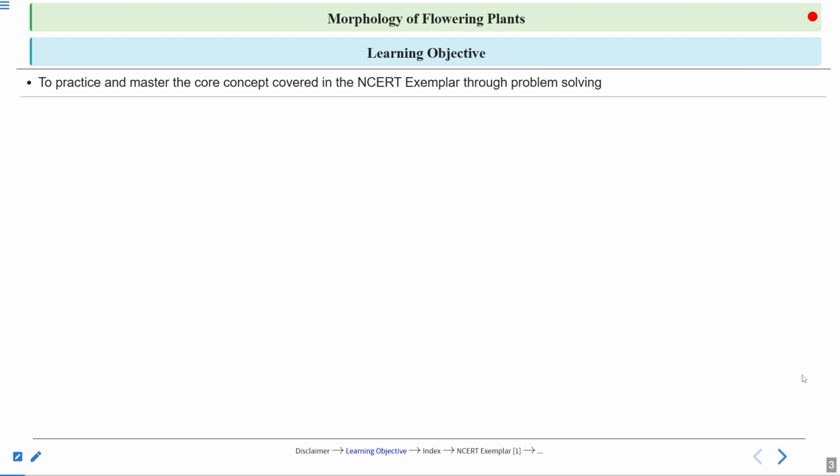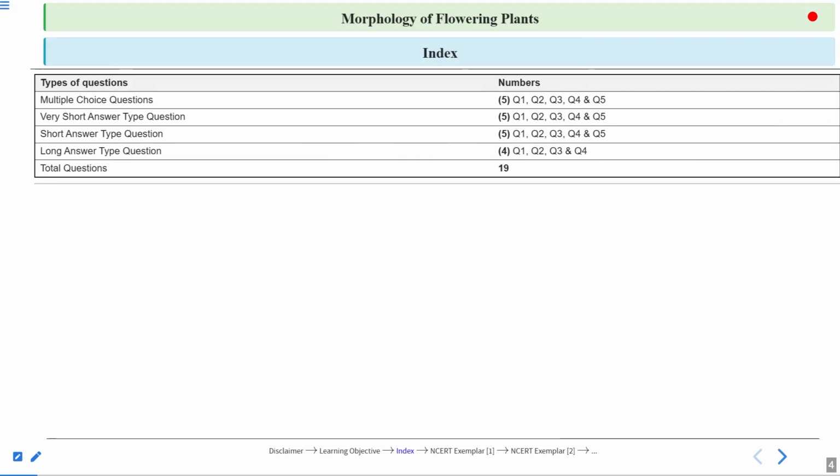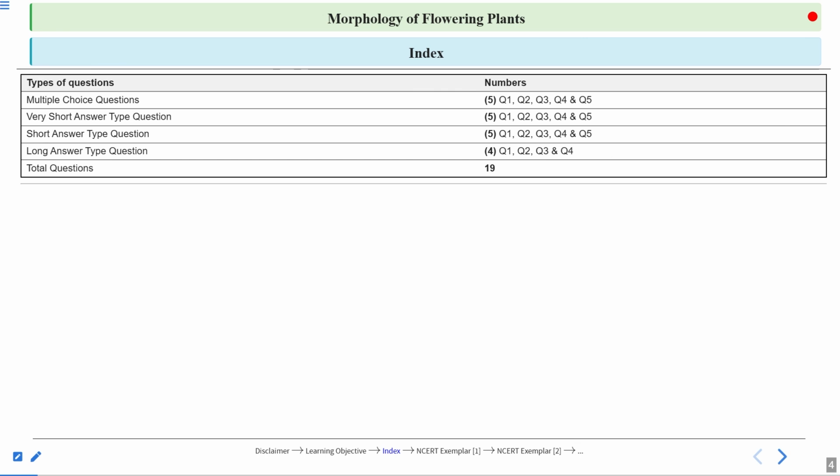Learning objective: to practice and master the core concept covered in the NCERT Exemplar through problem solving. So today we are going to solve some of the NCERT questions. These are some of the questions from the NCERT Exemplar multiple choice questions. We will solve the first five questions, very short type question, short type question, and also the long type question. The total question will be 19.